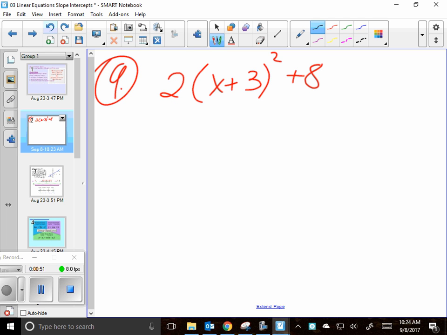They do x squared plus 3 squared. Yep. X squared plus 3 squared. And they should do x plus 3, x plus 3.